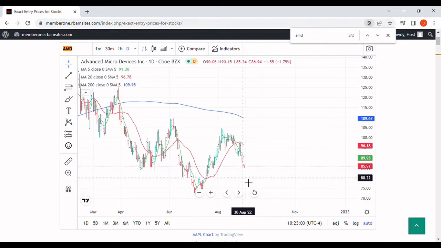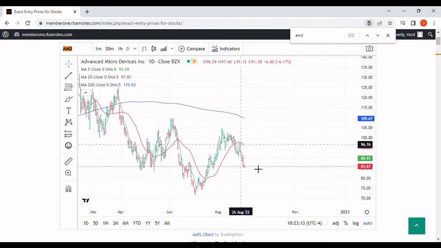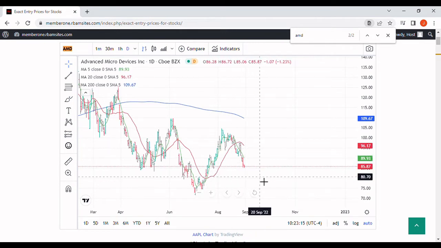Right this second as we speak today, the 31st, we got a low of $85.06. We're below the 5-day moving average, below the 20-day moving average, and below the 200-day moving average, and all of those moving averages are trending down. So this stock's still in a bear market.